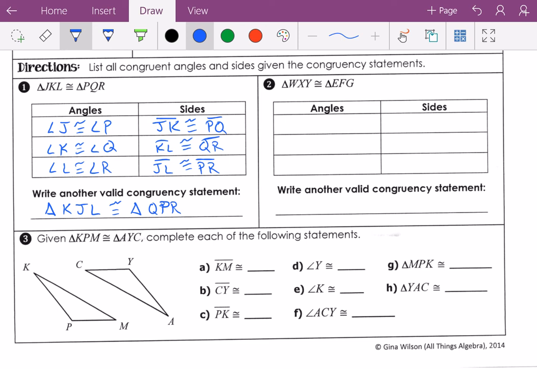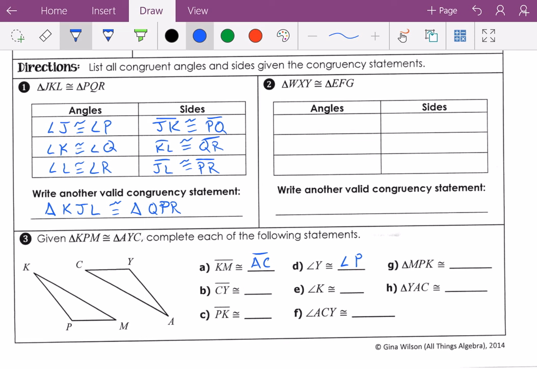For number 3, it's saying that we have these triangles congruent and it wants you to match the missing parts. I'm only going to do a couple of these in here. So let's start off with KM. KM is the first and the third, match with the first and the third, AC. Angle Y for D, so angle Y is the second letter, which matches with the second letter here. So angle P. And then let's look at G here.